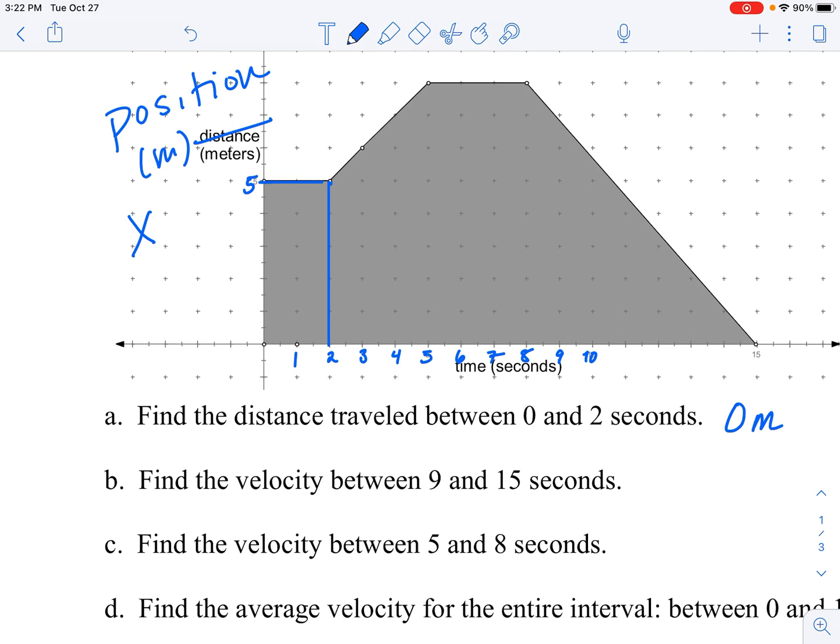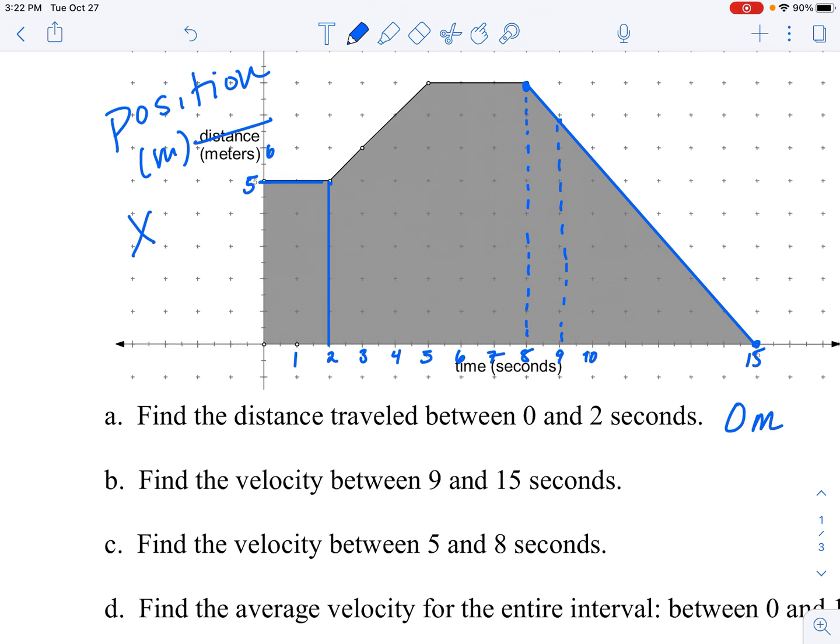All right, next, find the velocity between 9 and 15 seconds. So 9 seconds is here. 15 seconds is here. Now, 9 does not hit at a convenient spot. It doesn't hit at a crosshair. But what I do see is that the slope is the same between 8 and 15 seconds and between 9 and 15 seconds. The slope is the same all the way down.